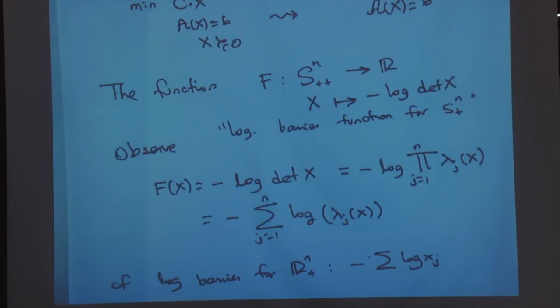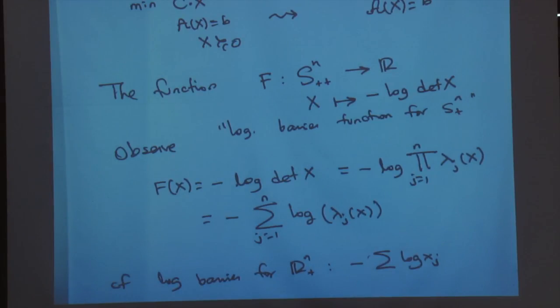Now, it does what we would like a barrier function to do. That is, that function penalizes, it blows up if we approach the boundary of the semi-definite cone. So if one of the eigenvalues gets too close to 0, then the corresponding log term here goes to minus infinity, and then the barrier function blows up.